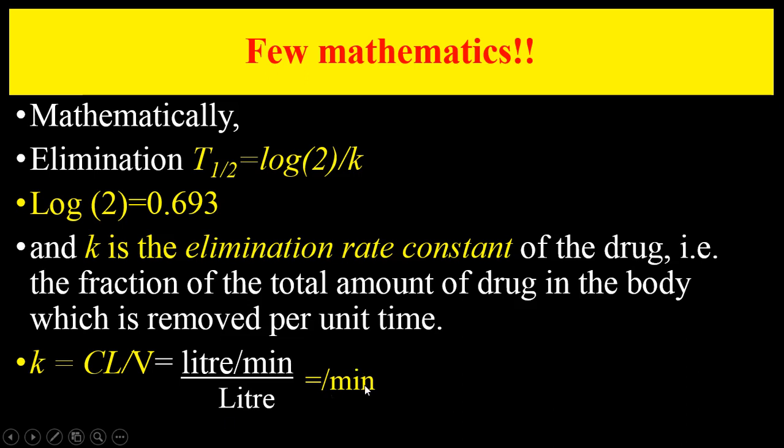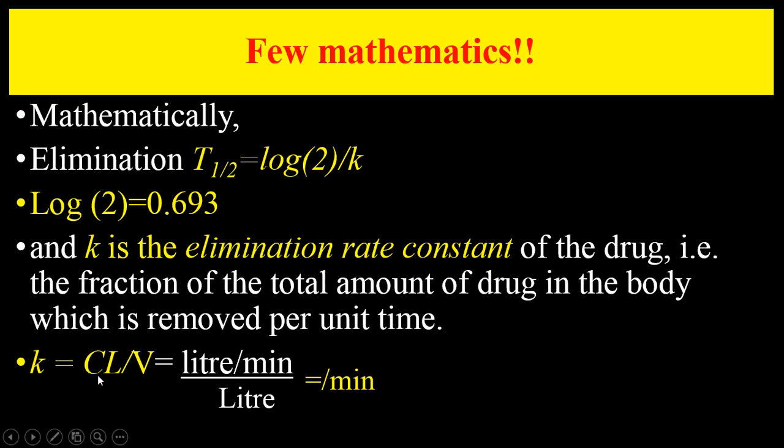So this is K, and K's value would be in per minute because it is a fraction eliminated per unit time, which has no unit. So obviously the T half life would be 0.693 divided by K. Its unit when it is reversed will be minute, so T half life will be in minute. In other words, we can also say that T half life is equal to 0.693 into V divided by clearance. Can't we say that?